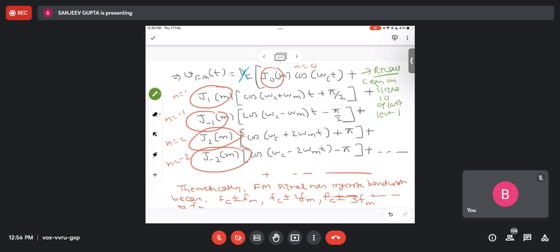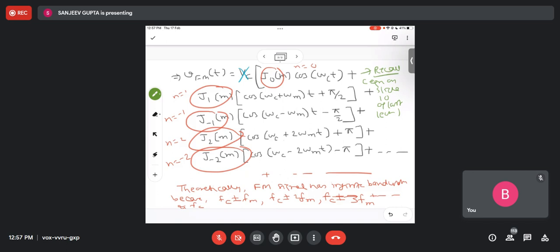But my frequencies, the frequency values, I'm more concerned about. So what frequencies are generated? I will get an original carrier, say 100 kilohertz. If my message signal is 10 kilohertz, I will get 100, 90, 110. Also, I'll get 80 and 120. Also, I will get 70 and 130, then 60 and 140, and so on.